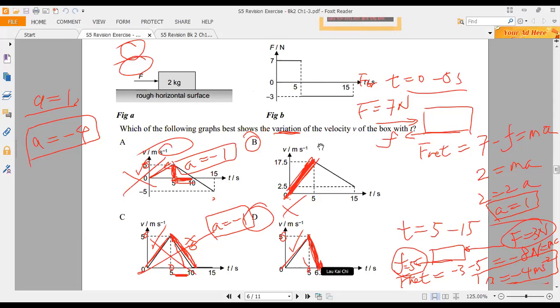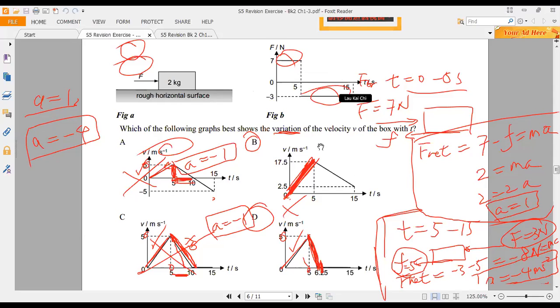Is it okay? This question is a bit difficult, but the concept is still the same. You need to set up the equation like that: the net force equal to ma for both cases, since the force is changing over time. So that's the answer for question 11. So let's go on.